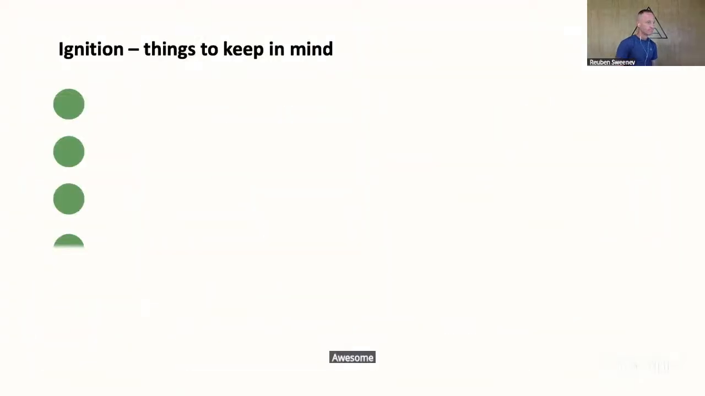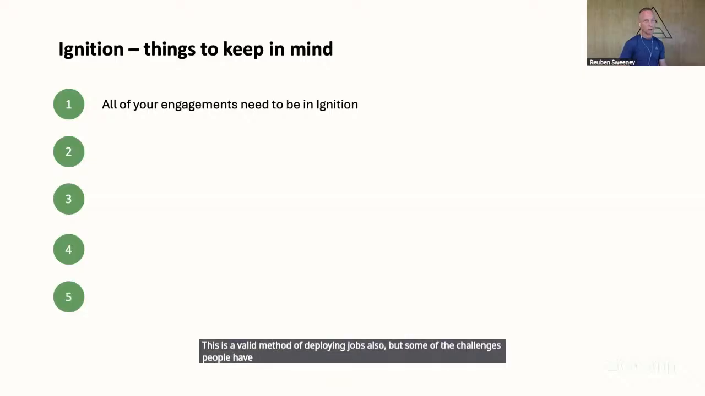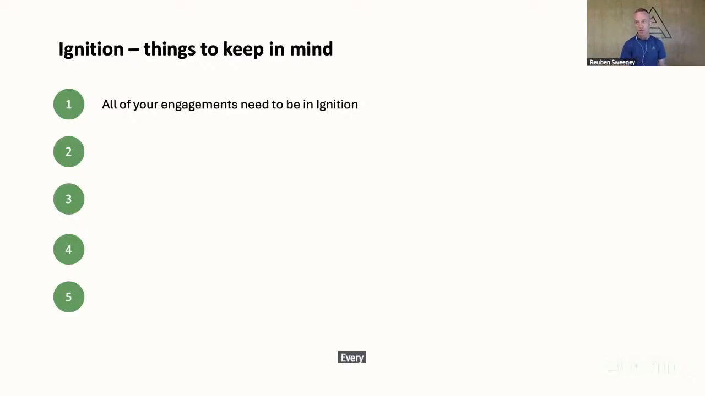Awesome. Now, the fourth method that often gets brought up is around Ignition. This is a valid method of deploying jobs also, but some of the challenges people have with it is that when you're a little 1 to 5, maybe 1 to 10 size practice, it's real easy to have all your engagements in Ignition because it's a pretty hard and fast rule. We go, yep, every engagement goes through Ignition. That's basically what you want.